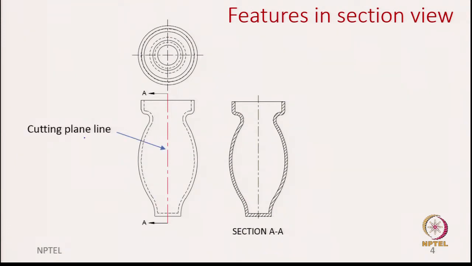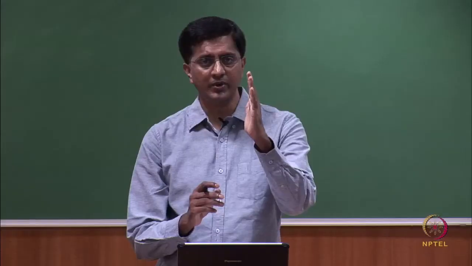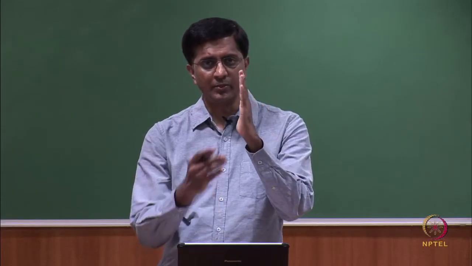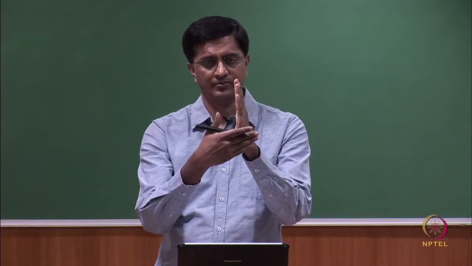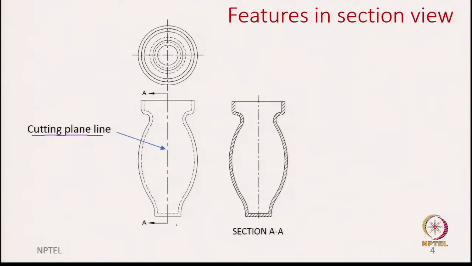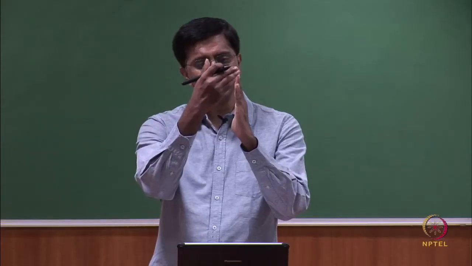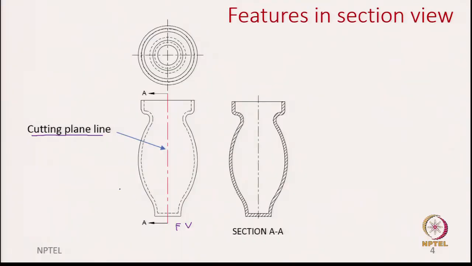We first represent the cutting plane line. You may recall we said that we have a cutting plane which is perpendicular to the normal views. So, for example, here if we say that this is the front view, we have this cutting plane perpendicular to the front view. Since it is perpendicular to the front view, we only see the edge of the plane, and that we call the cutting plane line or simply the cut line. Okay.